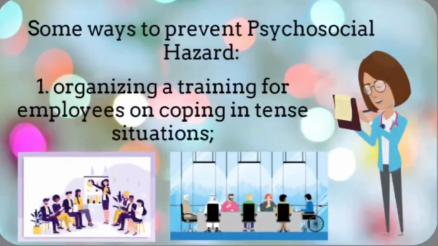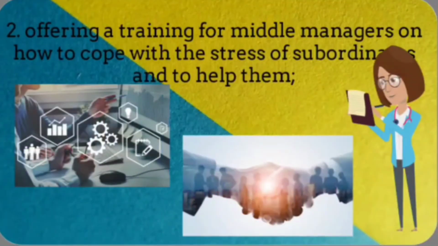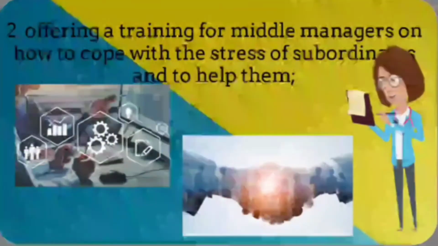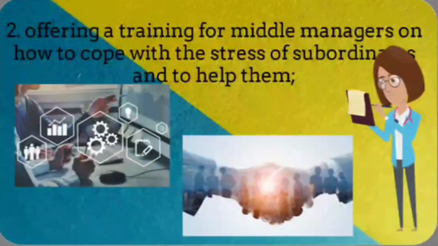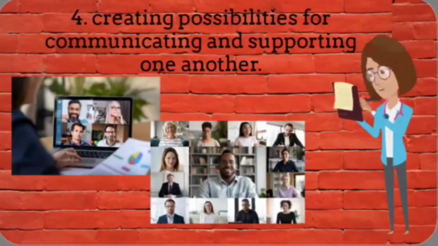Here are some ways to prevent psychosocial hazard. 1. Organizing training for employees on coping in tense situations. 2. Offering training for middle managers on how to cope with the stress of subordinates and to help them. 3. Favoring employees' healthy lifestyle, for example, movement habit. And lastly, creating possibilities for communicating and supporting one another.